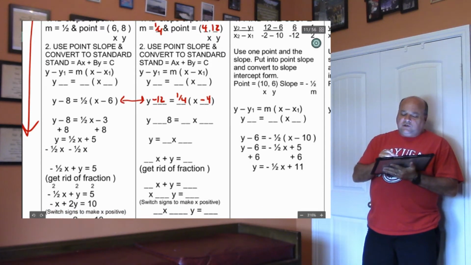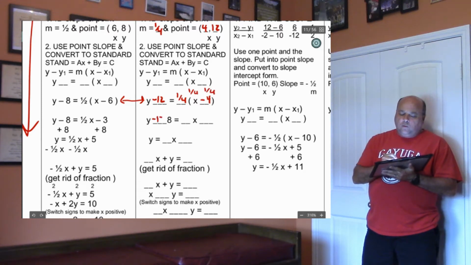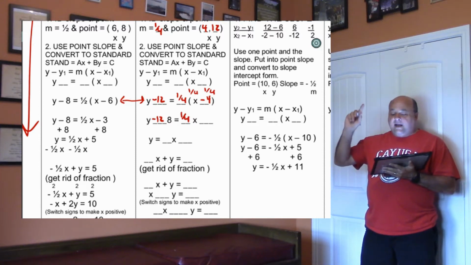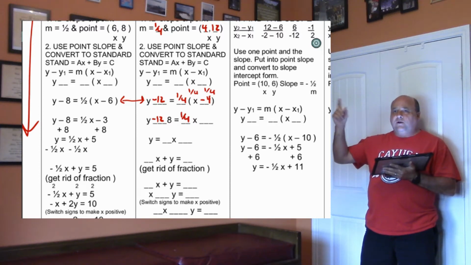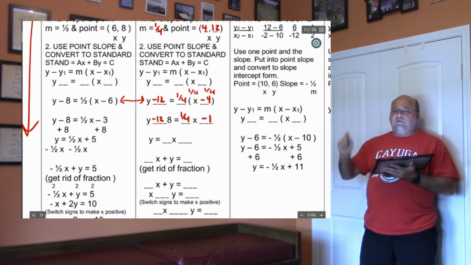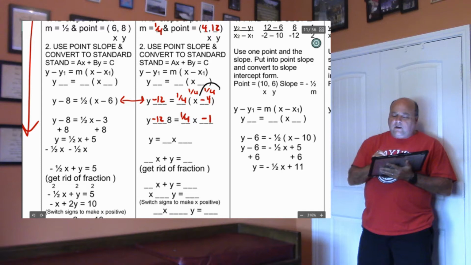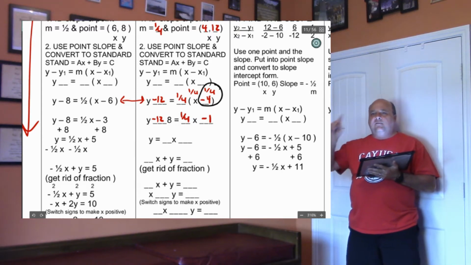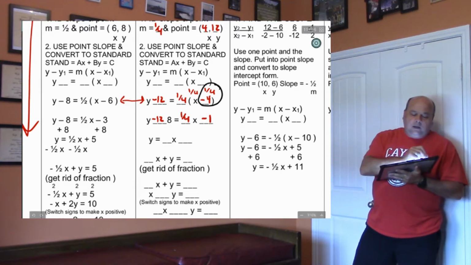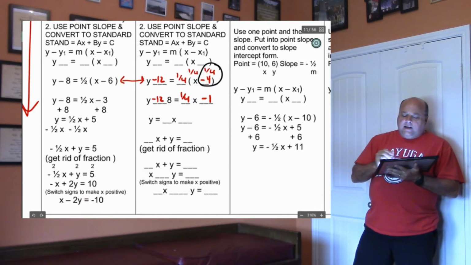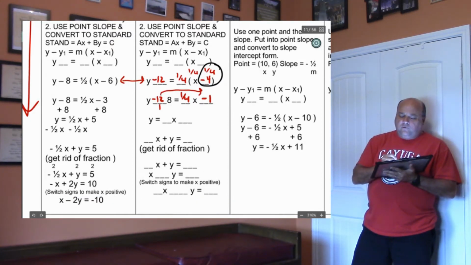The next step is to distribute the 1/4. So I'm going to distribute the 1/4. y minus 12 equals 1/4 x, and then negative 4 times 1 is negative 4, divided by 4 is negative 1. You've got to be able to do negative 4 times a fourth. You can punch this part right here into your calculator. Negative 4 times 1/4. Okay, let's keep working. Now then, we're going to take this 12 and move it over. So plus 12, that's going to give me 1/4 x plus 11.